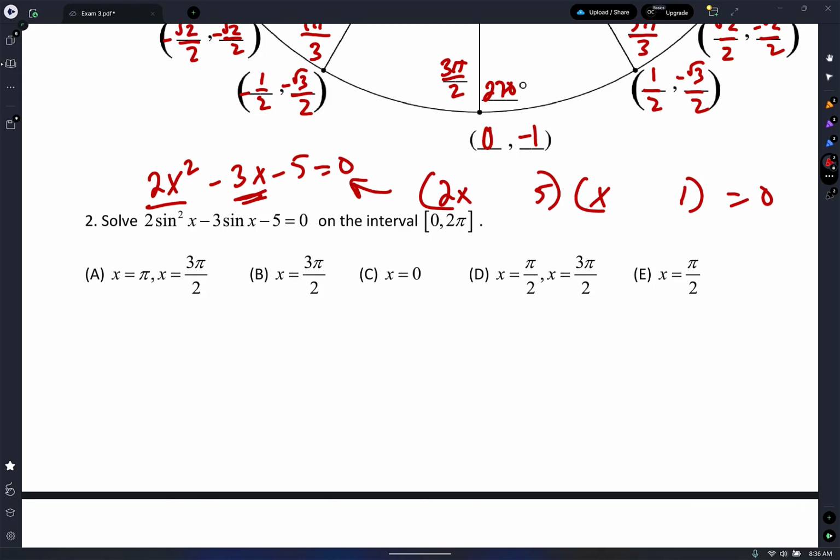2 times 1 is 2 and 5 times 1 is 5. And the difference between 5 and 2 is 3. Do you guys see that? So this is correct. And then I want the negative to be the bigger number. So put the negative here and then the positive there.